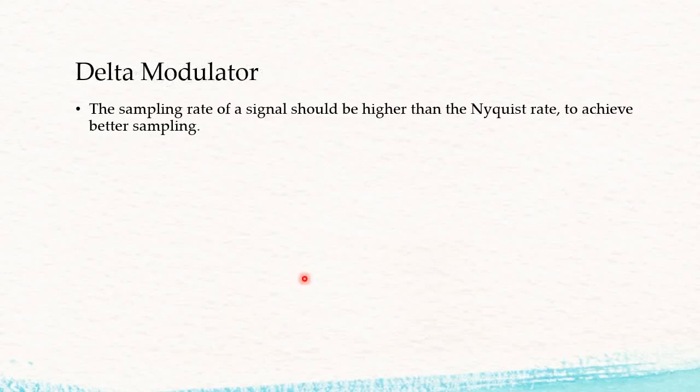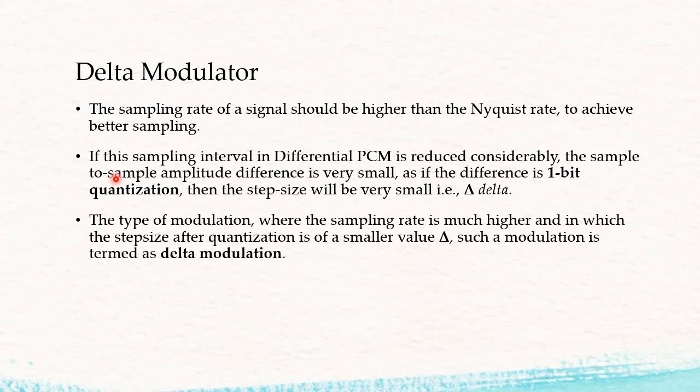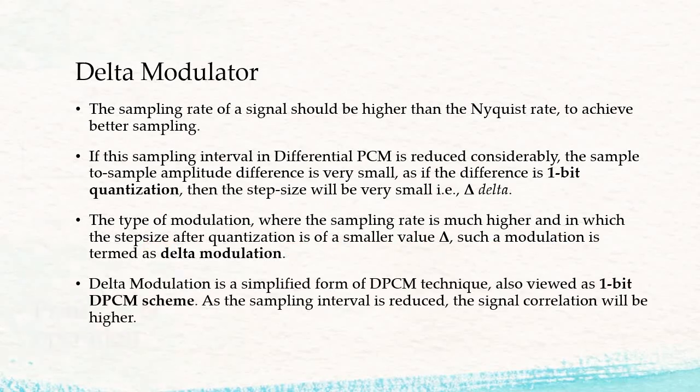The sampling rate of a signal should be higher than the Nyquist rate to achieve better sampling. If the sampling interval in a differential PCM is reduced considerably, the sample to sample amplitude difference is very small. And if the difference is 1 bit quantization, then the step size will be very small, and that is given by delta. The type of modulation where the sampling rate is much higher and in which the step size after quantization is of smaller value delta, such type of modulation is termed as delta modulation.